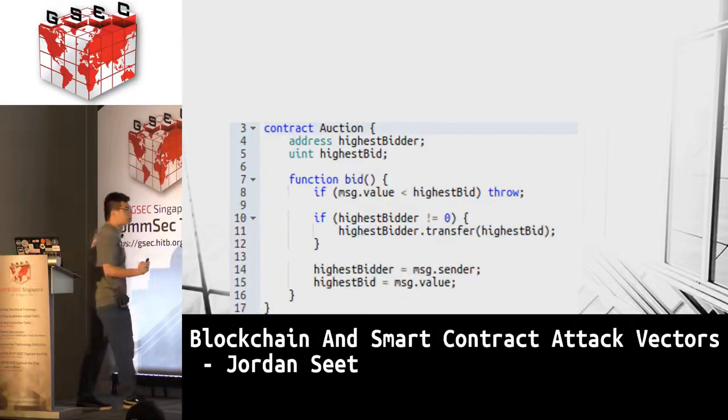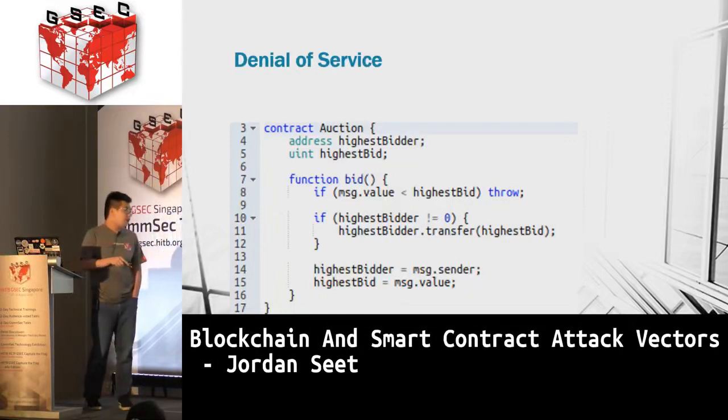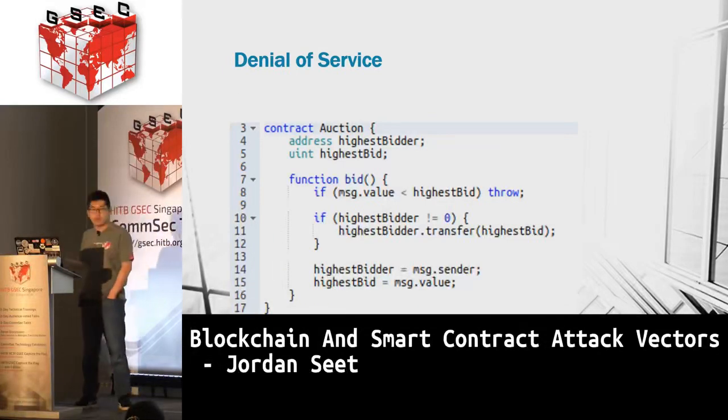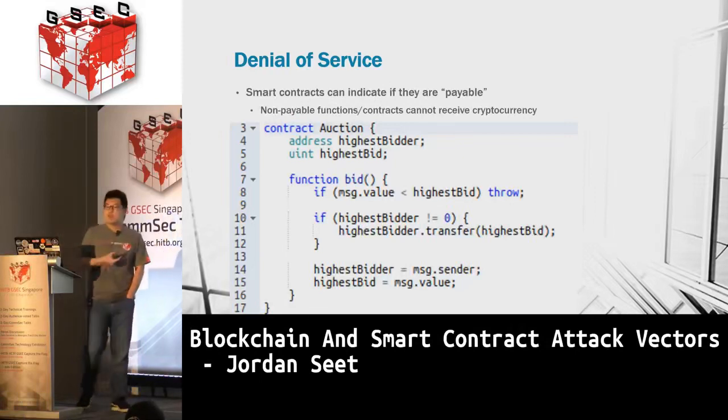Something like that, sir. Very close. So the answer is that there could be a denial of service. So in this case, when this contract conducts a transfer to another address, smart contracts have to indicate if they are payable by nature. So if a contract is payable, it means it can receive money.